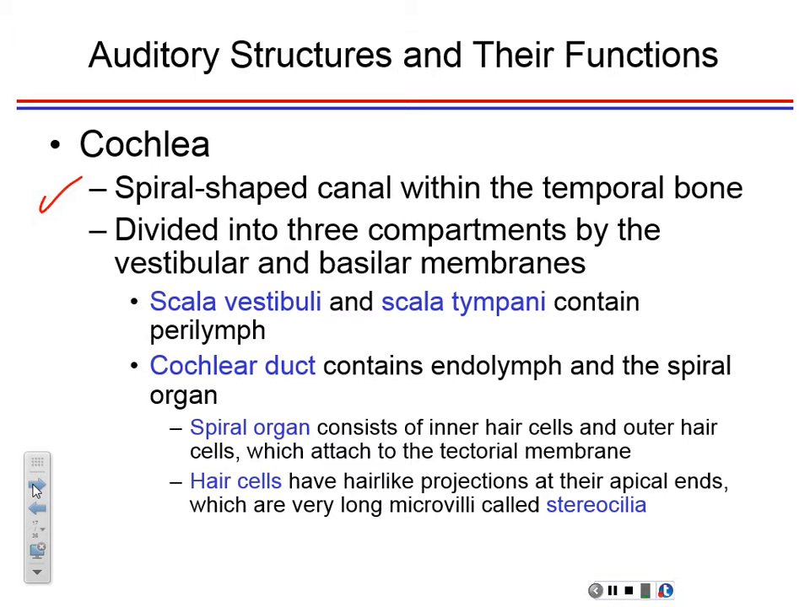Okay, so like I said, the scala vestibuli at the top, that's where the oval window vibrates, and this has the perilymph. And then, of course, the vestibular membrane separates the cochlear duct on the top, and the basilar membrane separates the cochlear duct on the bottom, which is in the middle. And then the bottom compartment will be the scala tympani. Okay, scala tympani.